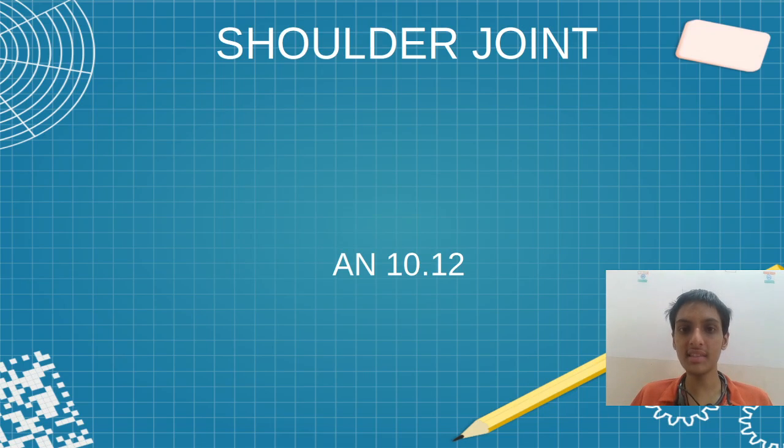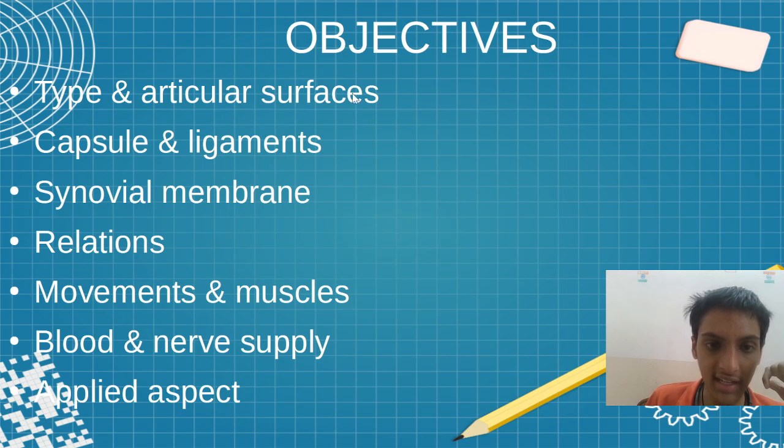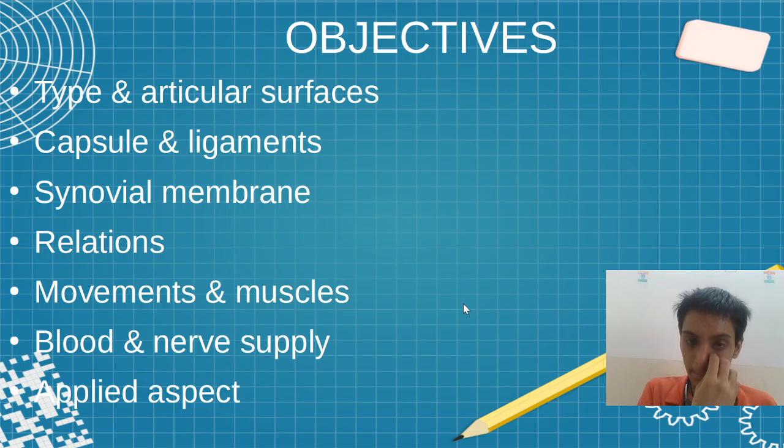Hello friends, in this video we'll talk about the shoulder joint. First we will see the type and articular surfaces, the capsule and ligaments, the synovial membrane, relations, movements and the muscles, blood and nerve supply, and the applied aspect.